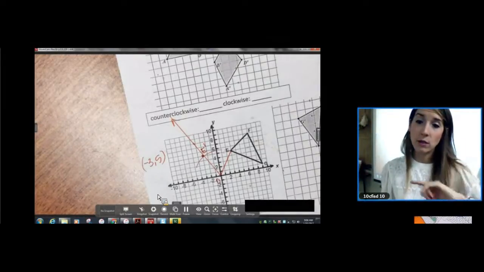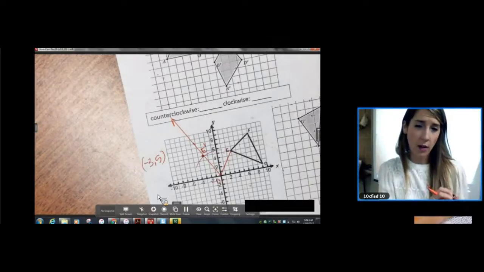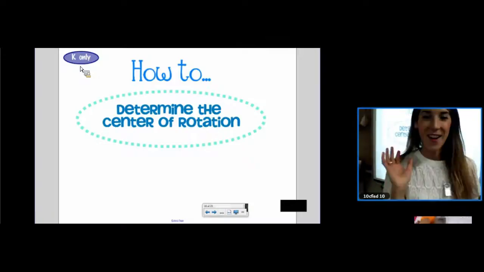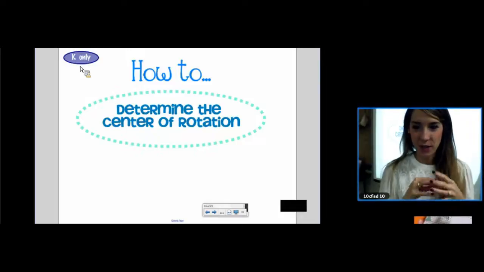I trust that you can do G and you can do F, but we're going to move on so that we can finish our lesson. So you're going to need to follow through with G and F at home. Okay, we saved the best for last. How to determine the center of rotation.